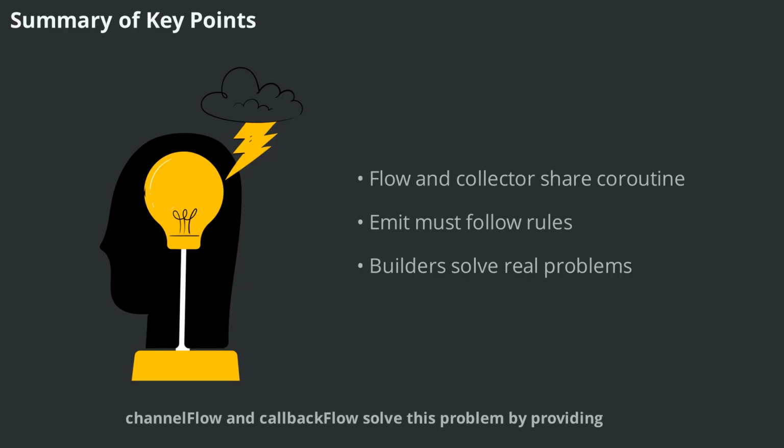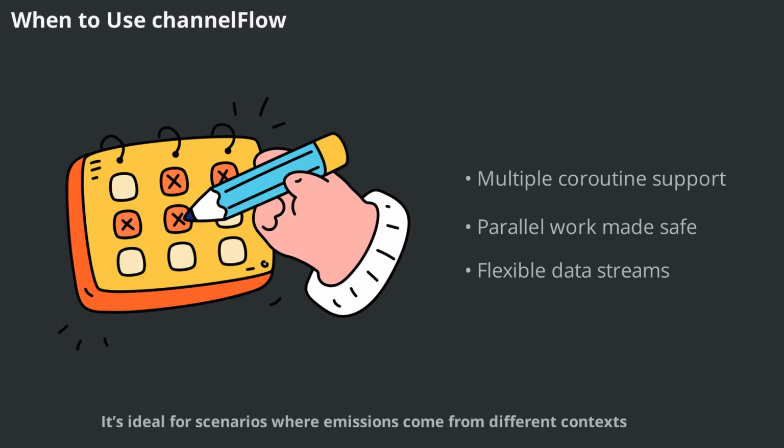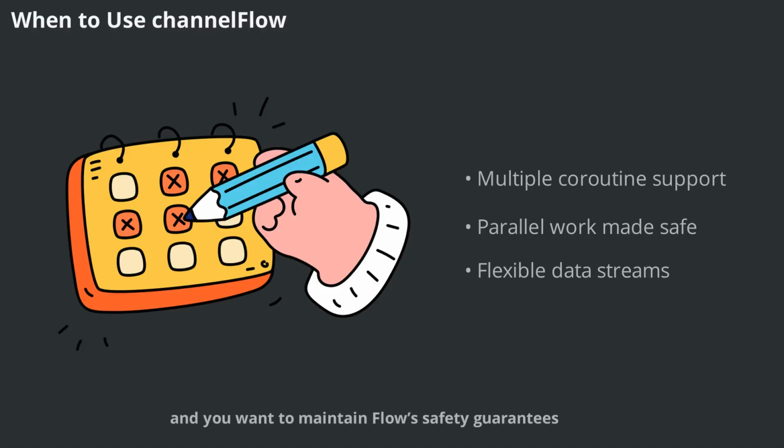Channel flow and callback flow solve this problem by providing a structured way to receive values from any context. Use channel flow when you need to handle values from multiple coroutines or perform parallel work. It's ideal for scenarios where emissions come from different contexts, and you want to maintain Flow's safety guarantees. Channel flow gives you the flexibility to scale your data streams without sacrificing reliability.